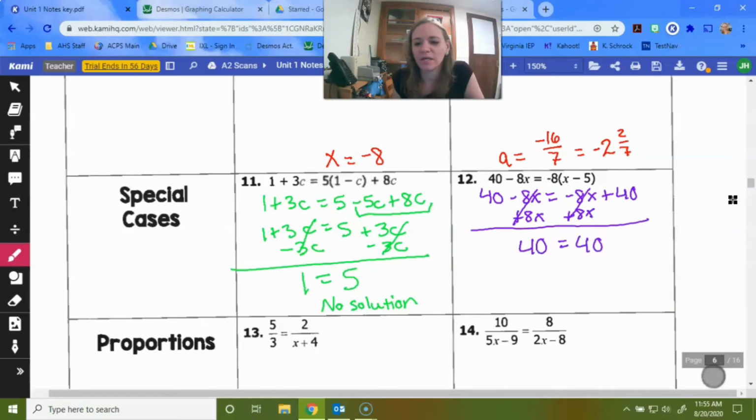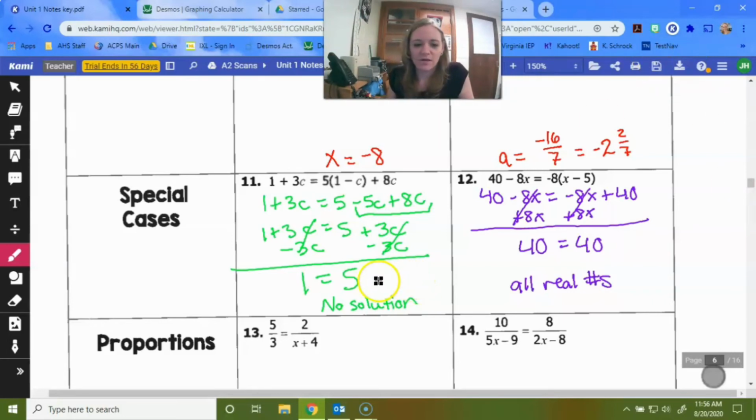That means any number I put in here for my x is going to give me the same result. As if over here, we clearly do not get the same result on the left and the right. This is different. This is all real numbers. In other words, x could be any real number that you want it to be. So that's a good thing.